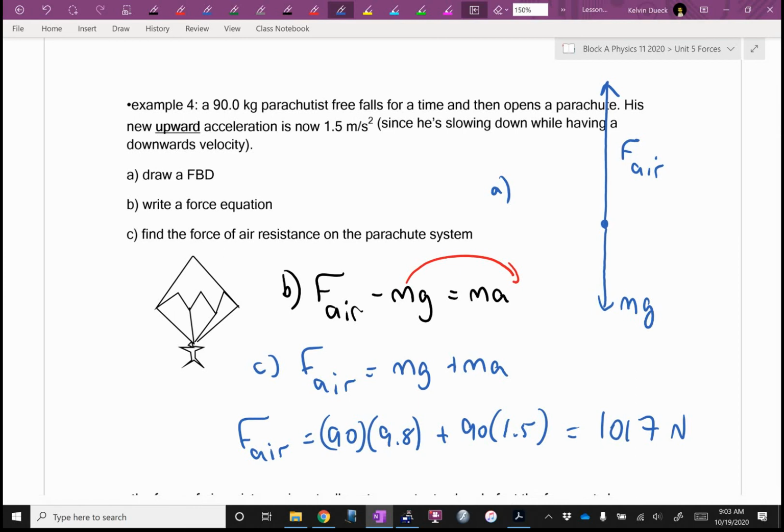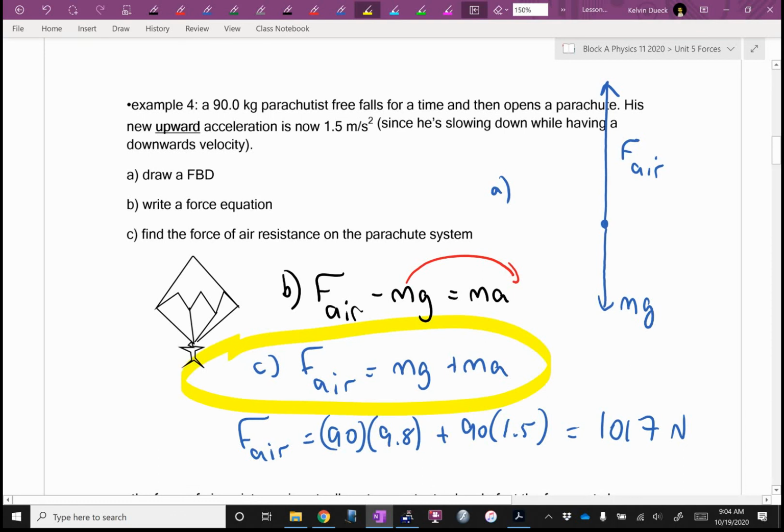Now, look up for a second. Don't write this down. This is just to help you understand the physics of free fall. So this equation here is what I experienced when I opened my parachute. As I slow down, what happens to my acceleration? As I decelerate, my speed slows down.